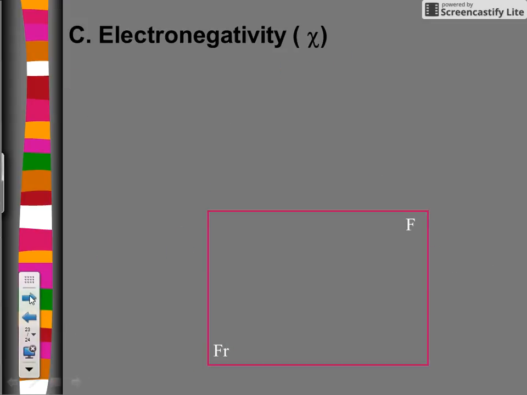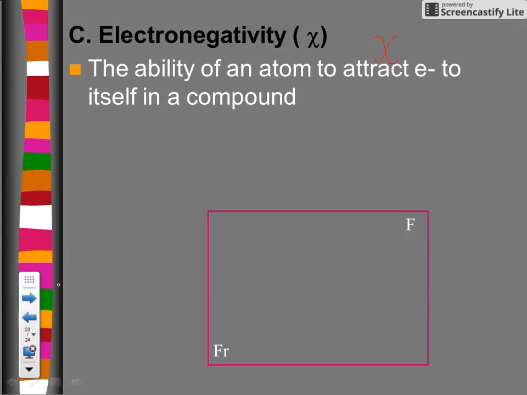The next trend is called electronegativity, and it has this symbol. It's a Greek letter chi. When you write it out, it looks kind of like a cursive X or maybe 2 C's back to back. But it's a Greek letter chi. That's our symbol for electronegativity. This is the ability of an atom to attract electrons to itself in a compound.